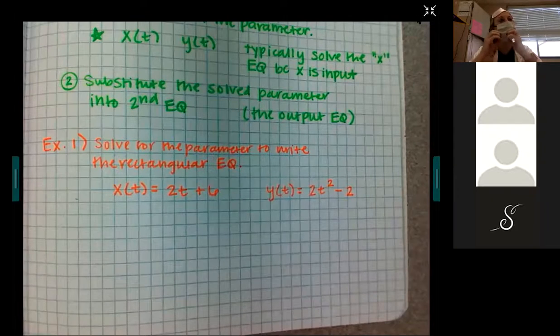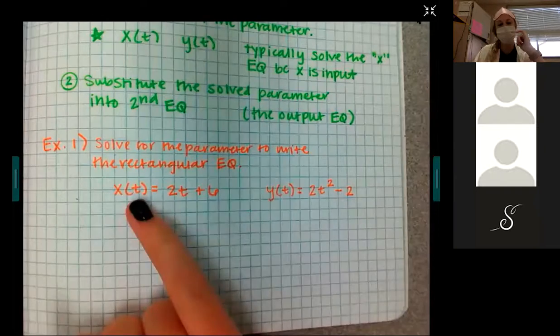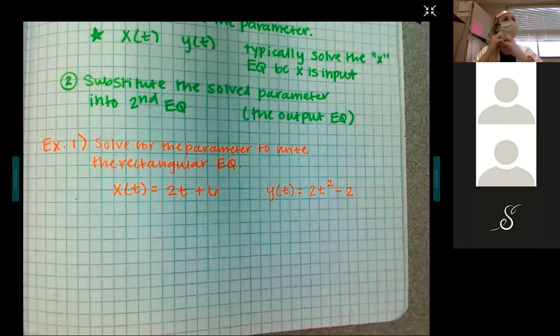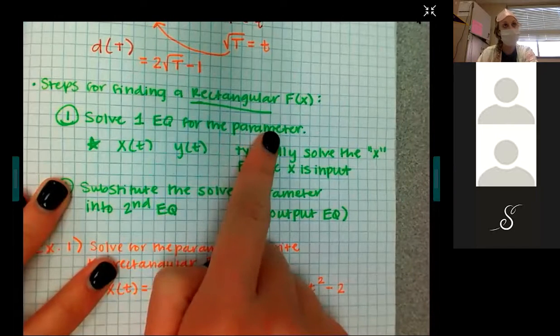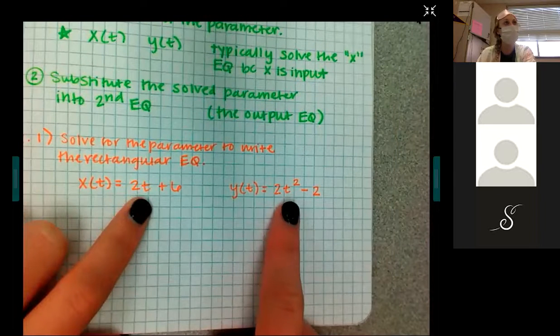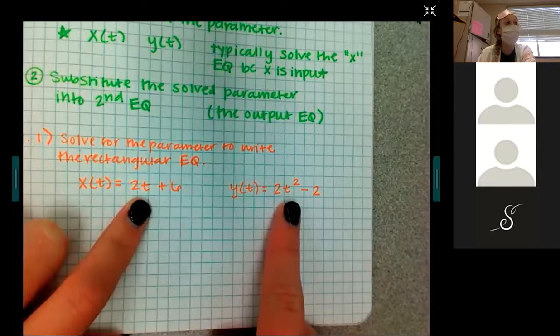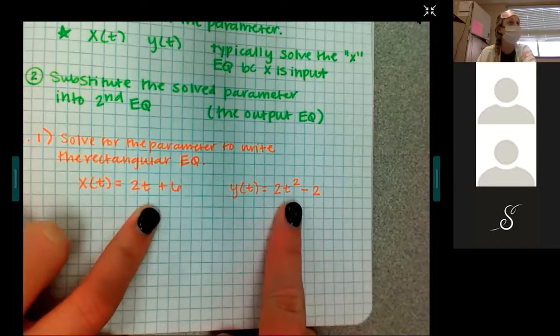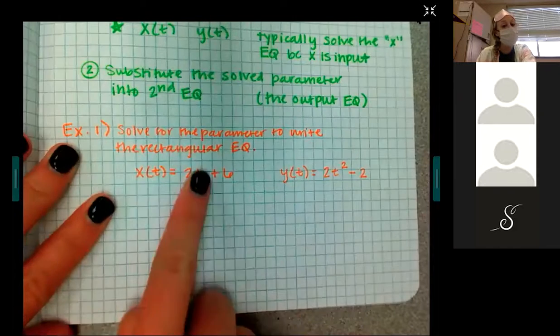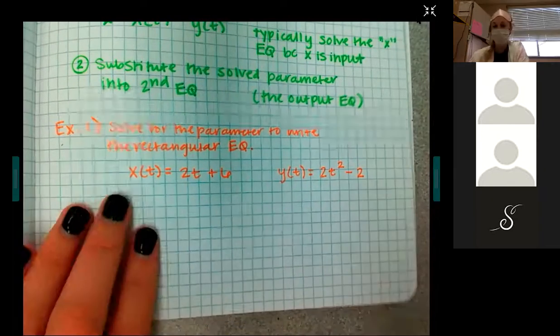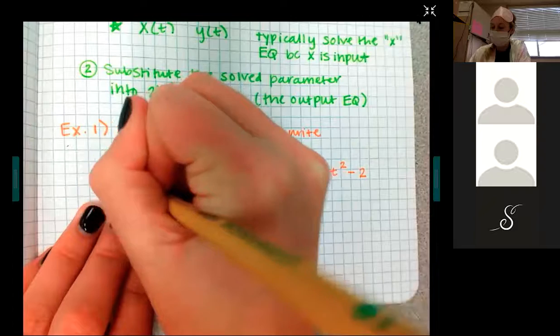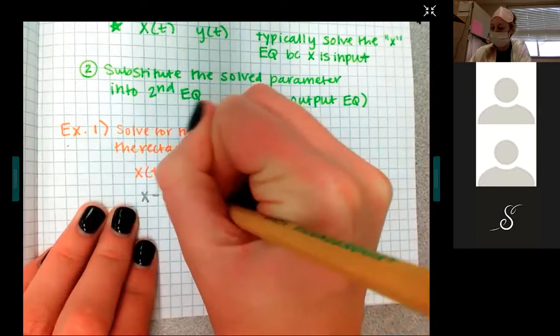If we want to write the rectangular equation and they give you an X function and a Y function, which one do you think is the input? X. The X function, so which one do we need to solve? We need to solve the X function for the parameter, which is T. They didn't tell you it's time, so I'm just going to say T. So we need to take our X equation and solve it for T. So what would I move first? You would subtract the 6. So this will be X minus 6 equals 2T.